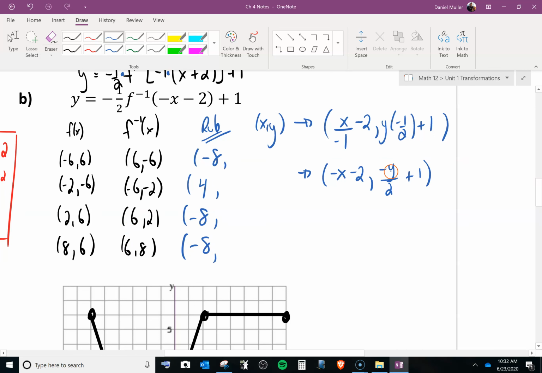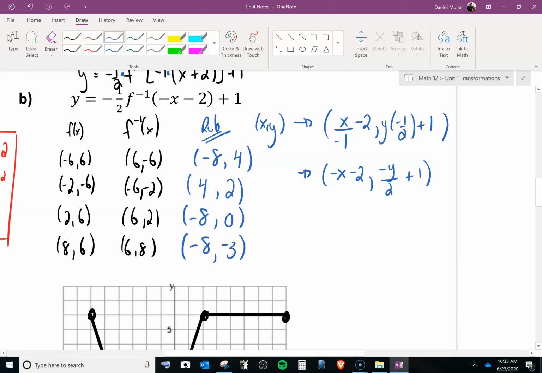Now for my y's, negate it, and then cut it in half, and add 1. So this will become a +6, cut in half is 3. 3 plus 1 is 4. And then negate that to a 2. 2 over 2 is 1. 1 plus 1 is 2. Negate that to -2. -2 over 2 is -1. -1 plus 1 is 0. And then 8, negate that to be a -8. Cut in half is -4, plus 1 is -3.